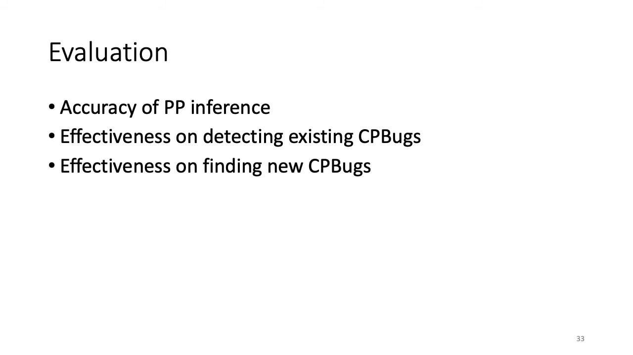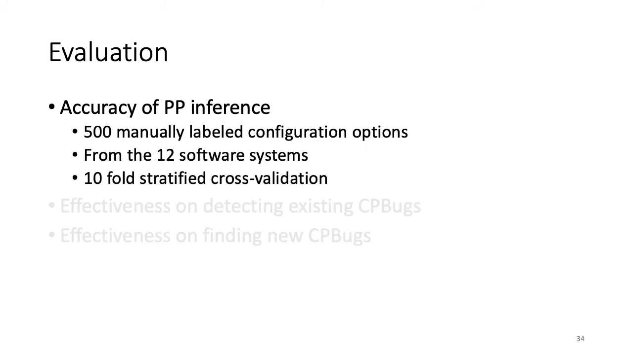We evaluate CP-Detector from 3 aspects. First, how accurate is CP-Detector in inferring performance property. Second, how effective is CP-Detector in exposing existing CP bugs. Third, can CP-Detector expose new CP bugs? For the first question, we randomly chose 500 configuration options from 12 software systems to train our model, and conducted a 10-fold stratified cross-validation.